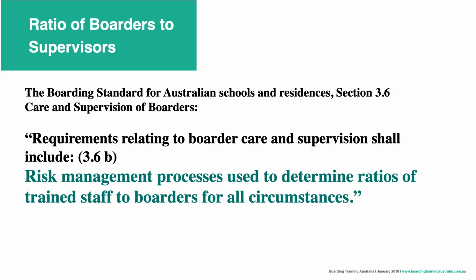So you need to be able to list all the different times or activities that are going on, different circumstances, and then the residence needs to do their own risk management process to determine what ratio they feel is best for those different activities. So it might be homework time is one activity, going to the beach on a Saturday afternoon or a shopping centre, getting the students up in the morning or at night after bedtime. There's a lot of different times and activities that you need to determine what ratio will work best for your residence.